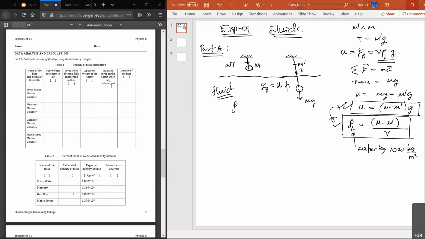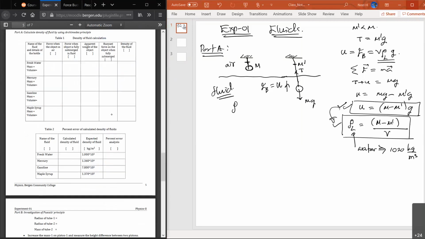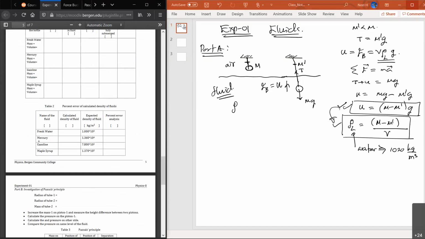And then if I use oil, there should be a number. So you can see mercury has 13,600. Gasoline should have about 780. Maple syrup is roughly 1370. And all these are the standard values that we know. So we can compare the numbers we're calculating to these. If everything is correct, then we should get a really, really small percentage error, okay?